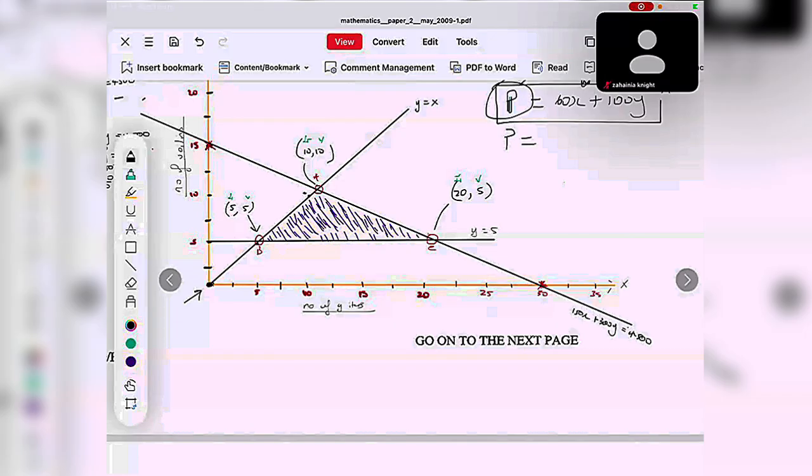So X is 5 and Y is 5. Me, I check it. 60 times 5 plus 100 times 5. How much money is that? $300 plus $500. At A, the profit made is $800.